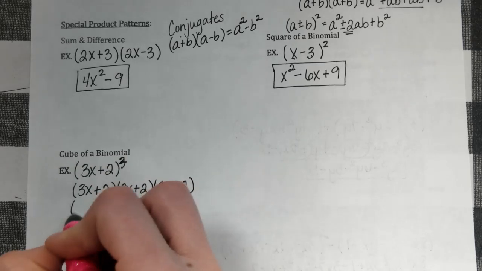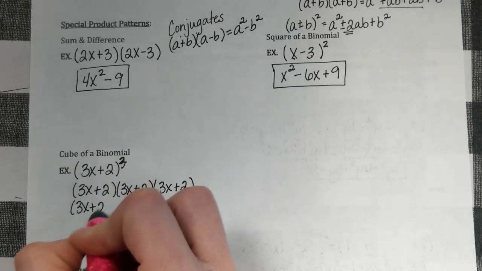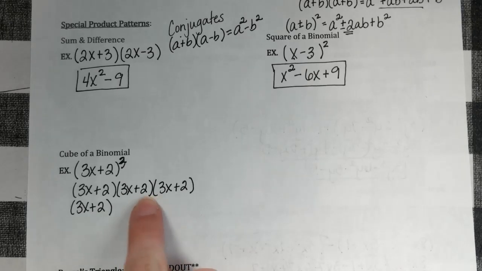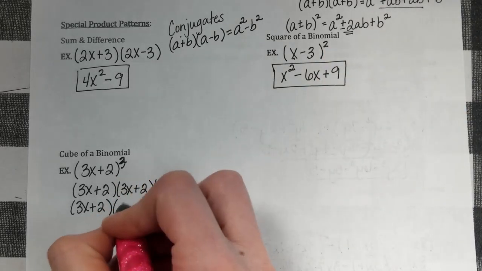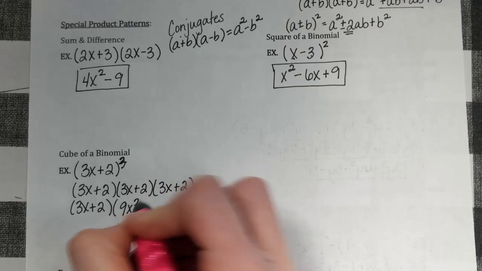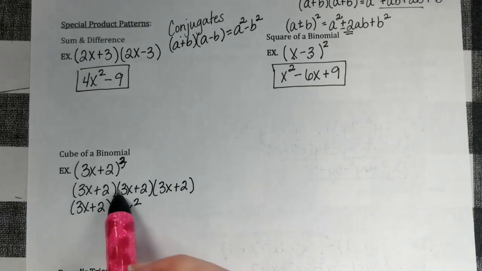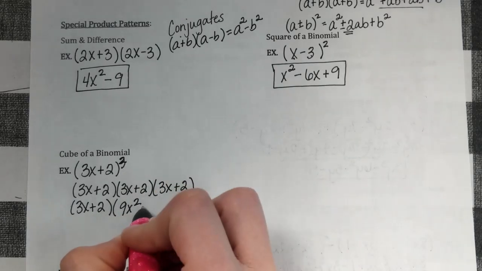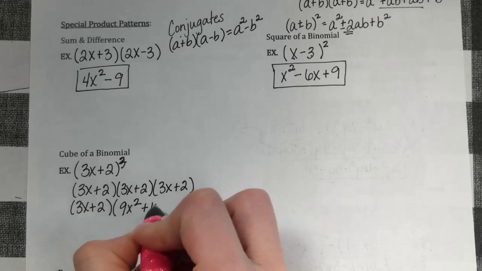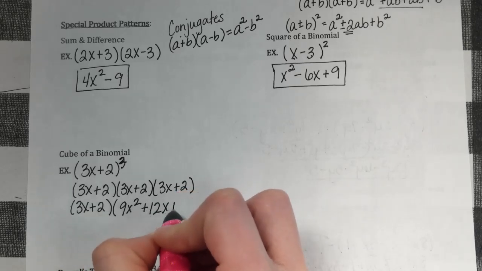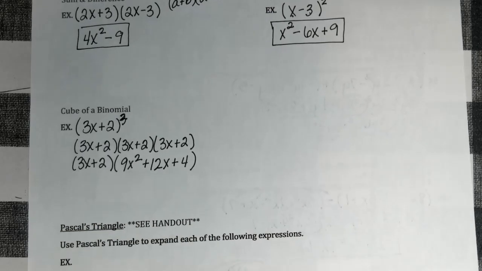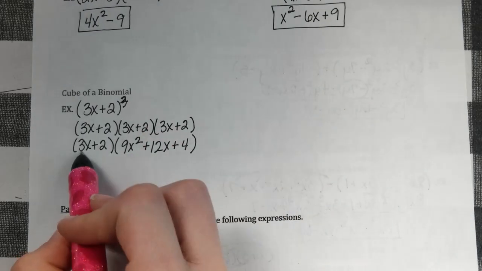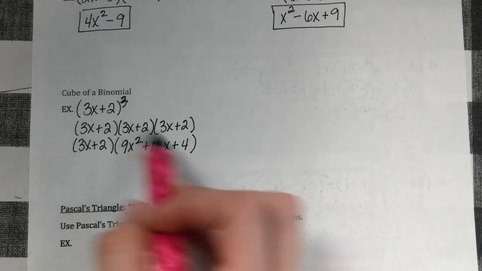So I'm going to copy down the 3x plus 2, and I'm going to recognize that this is the square of a binomial. So I'm going to take 3x and square it, giving me 9x squared. Multiply 3x times 2 to give me 6x, and then double it for 12x, and then plus 2 squared is 4. Then from there I would multiply.